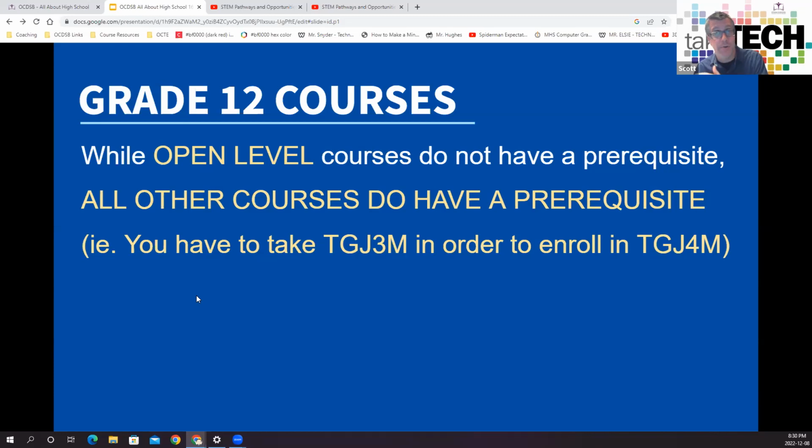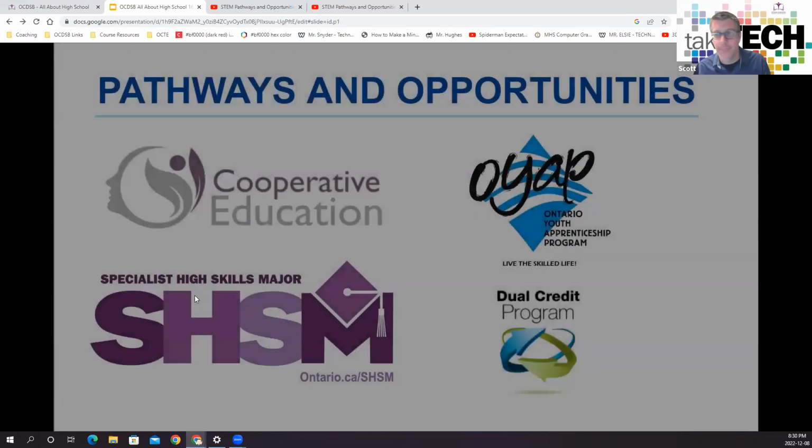So as you plan out your courses throughout your high school career, keep that in mind: if you really like a subject area, then you're going to need to take the grade 11 to continue on. I just don't want to see students get to the grade 12 level, want to try a trade, and they're going to have to take the grade 11. So as long as they're okay with that, that's fantastic. But if you want the grade 12 level, you have to take the grade 11.